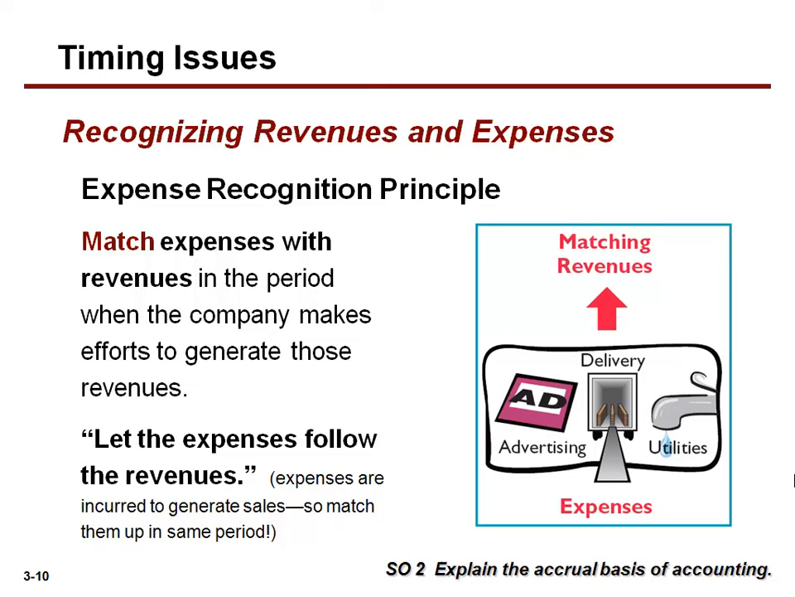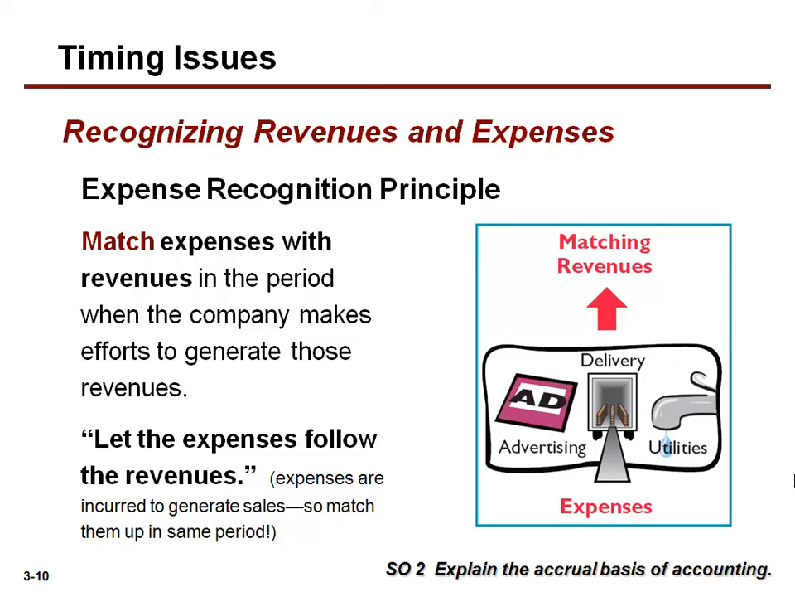So the key is the advertising expense and the utility expense should be recorded in the period in which those services are performed or delivered, so that those recorded expenses then can be matched up against any sales recorded during that time period.